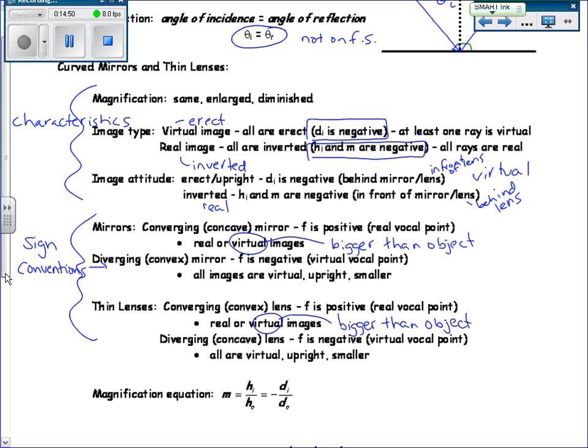Okay, yeah. For mirrors, they use the words concave and convex. For lenses, it's converging and diverging. A converging lens is a convex lens. That's easy to remember because the first four letters are the same, and then it's opposite from mirrors. A converging mirror is a concave mirror. A diverging mirror is a convex mirror.